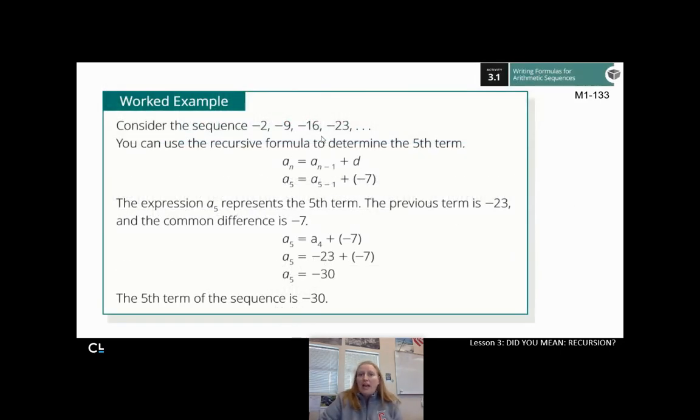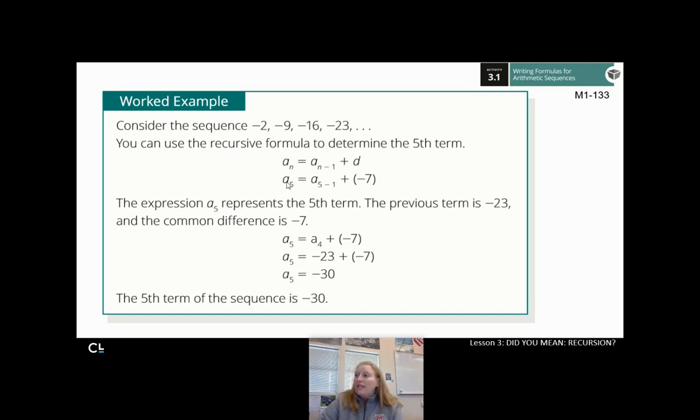So for example, if I have a sequence like this, so I have -2, -9, -16, -23, and I'm like, okay, well, the difference between each of these is a -7, all right? So we're subtracting 7 every time. So I can use my recursive formula to help me find the fifth term. So here I have a sub n equals a sub n minus 1 plus d. This is our recursive formula for an arithmetic sequence.